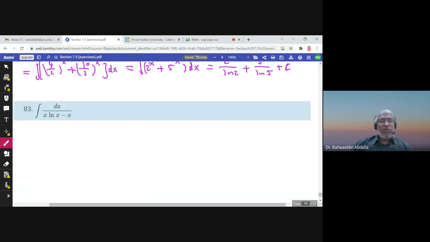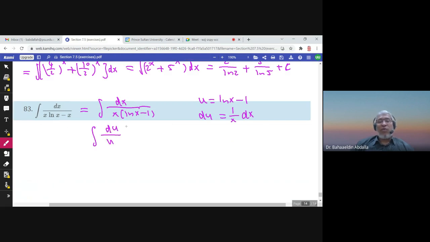The last question, if I take x as a common factor, I will have ln x minus 1. And if I take u as ln x minus 1, then du would be 1 over x dx. And this integral would be du over u, and you know how to continue.